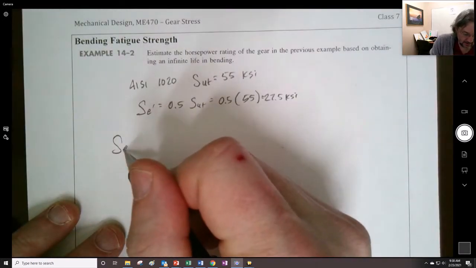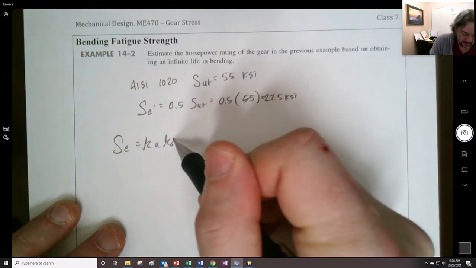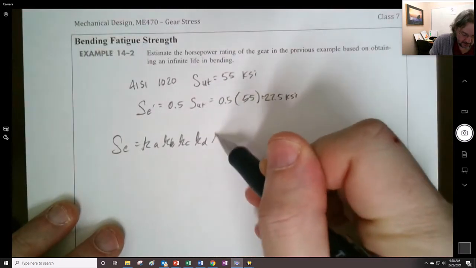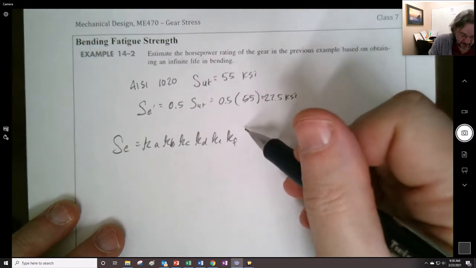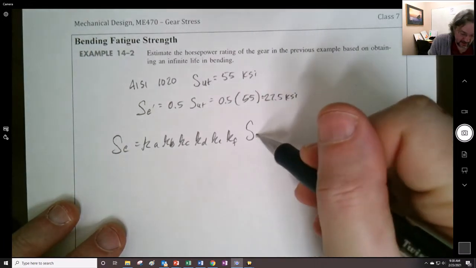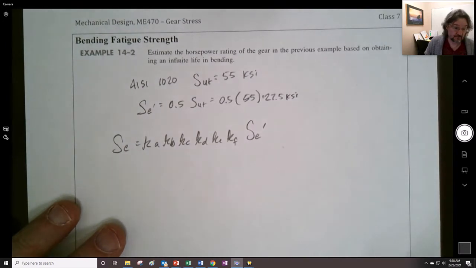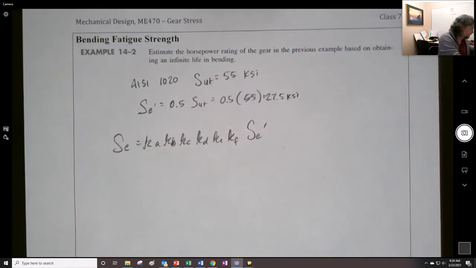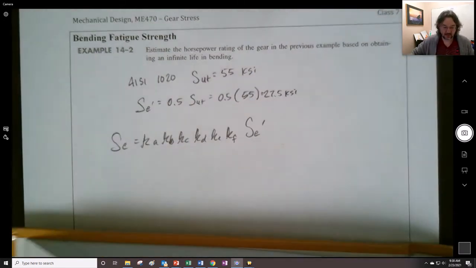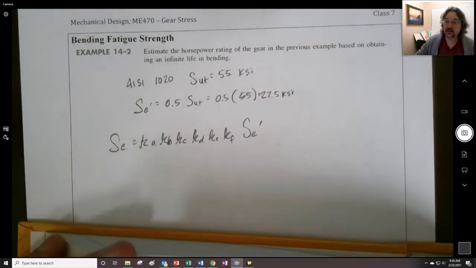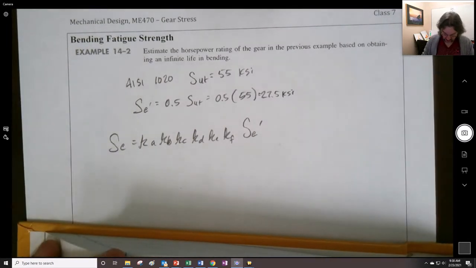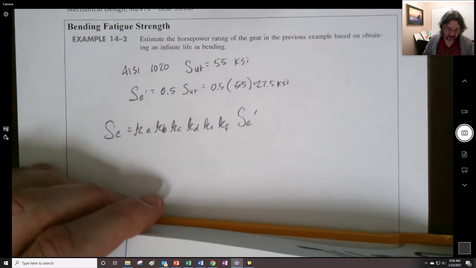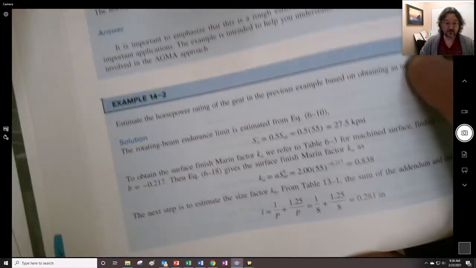We have to get that endurance strength, which we remember was ka, kb, kc, kd, ke, kf, which is not the stress concentration, and then Se prime. So that's our mission. If you recall, this is the surface condition factor. Surface condition factor, ka, is based on the way, let's see if they fixed it in their 14.2. Let's see if they fixed the surface condition, the Marin factors, right? It looks like they did. Okay, so we're going to see here.